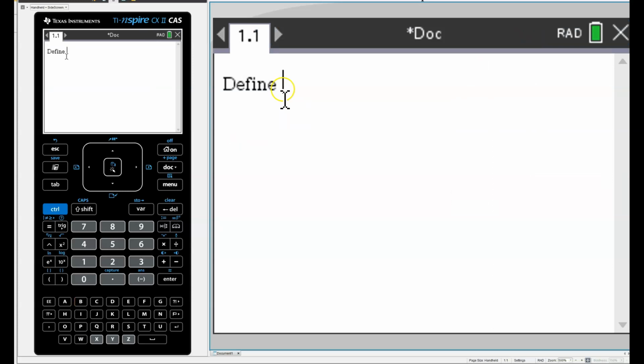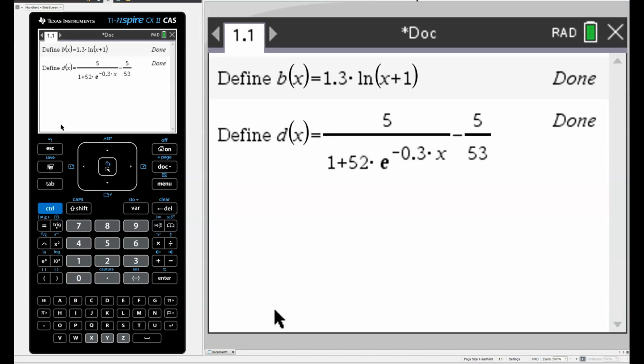I'm going to say this will be b of x. I'm going to put everything in terms of x. So b of x is equal to, go ahead and pause me, and this will be done in a few seconds. All right, so here are the functions defined.